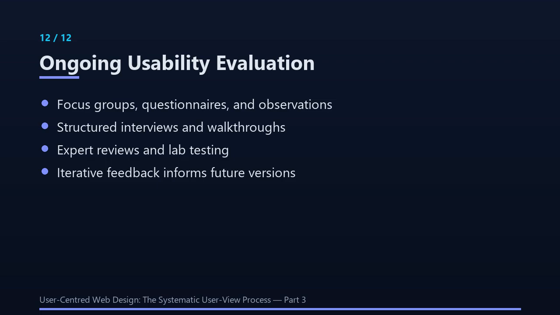Expert reviews, often conducted by seasoned HCI professionals, identify violations of design heuristics and suggest improvements. Usability labs enable controlled experiments where metrics like task completion time, error rate, and satisfaction scores are recorded. The data gathered from these activities feed back into the systematic userview process, prompting updates to goals, requirements, or interface guidelines for the next version of the site. This continuous loop ensures the website remains relevant, efficient, and delightful for its users.